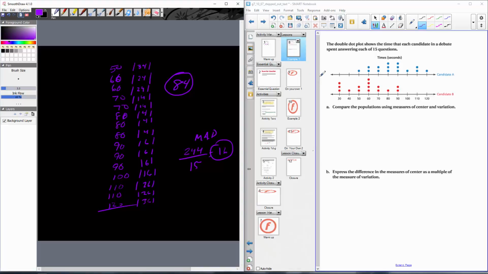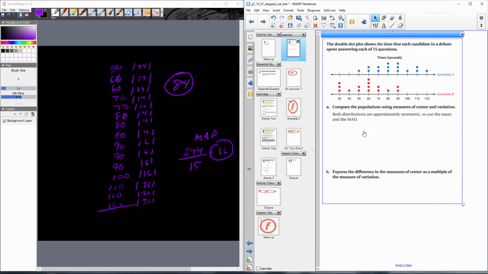And the reason why I figured these things out is because when I'm comparing data sets, I have to look here and it says compare the population using measures of center. So for this one, it's 84 for the first one. Oh, it's approximately 16. So I guess I did do it right. So it was 84 for the mean, which I showed you, and it was 16 for the mean average deviation.